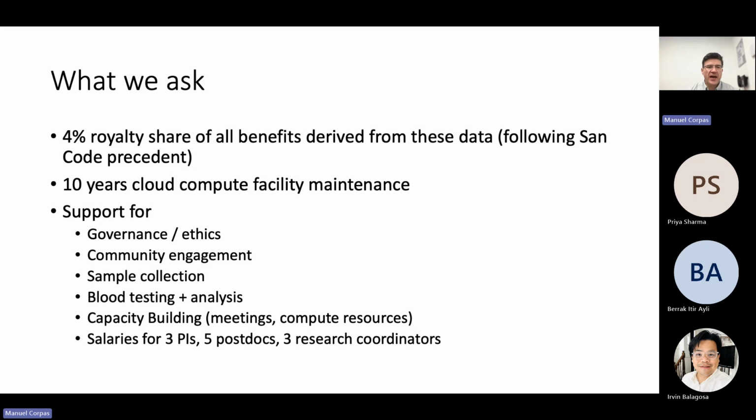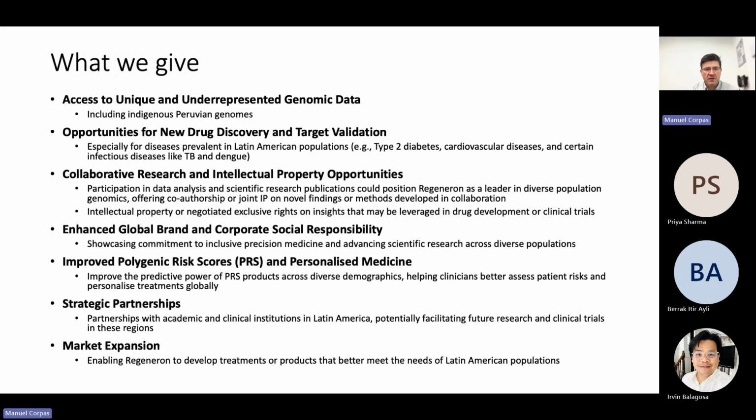So how would we share with the locals? We would request that 4% of the royalty share of all benefits that are derived from this data is shared with the local community. That whoever, let's say pharmaceutical companies, they provide compute facility maintenance for 10 years and support for governance and ethics, community engagement, sample collection, blood testing and analysis, capacity building, and the salaries of the groups. So what do we give in return?